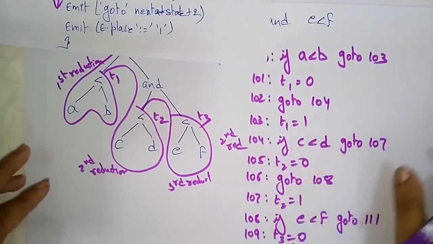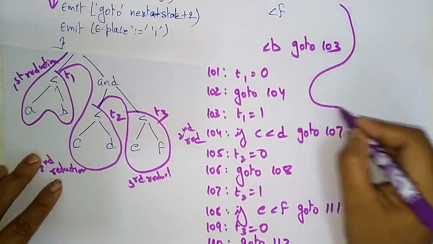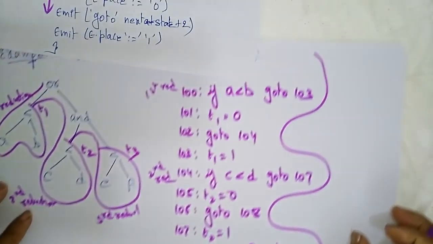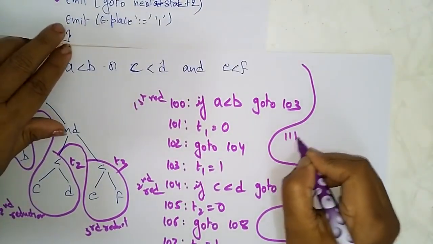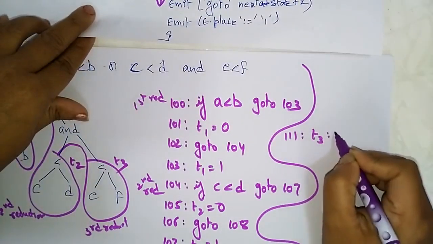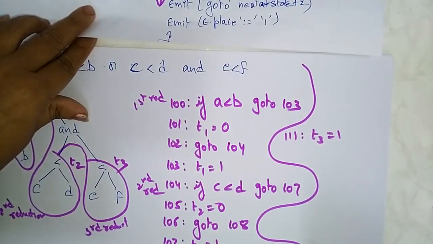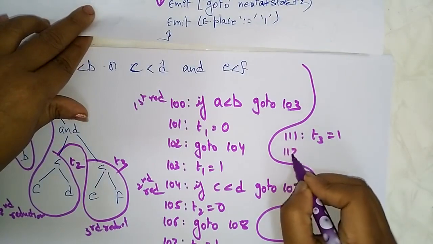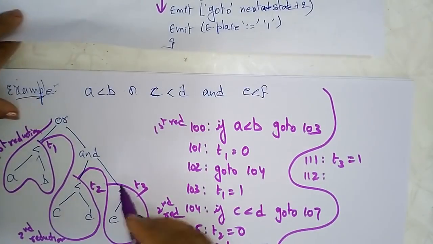Let me write here. So what is 111? T3 is equal to 1. Okay, so 112. So next, what is it? The 3 reductions are over.